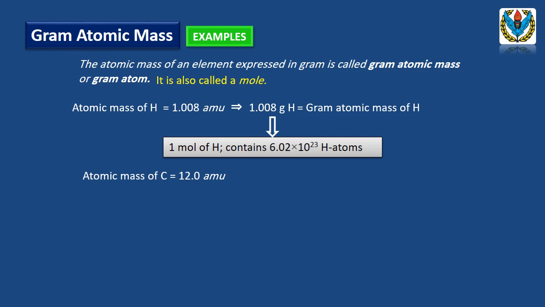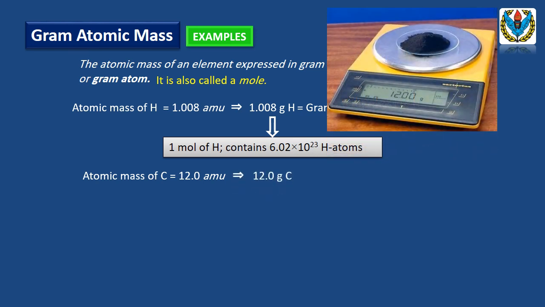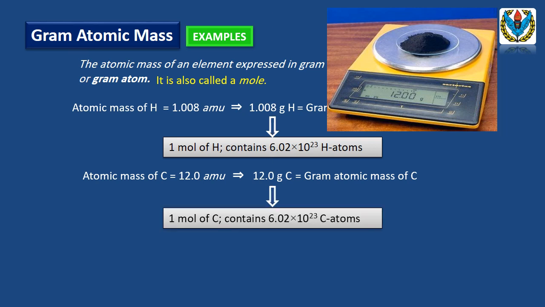Similarly, atomic mass of carbon is 12 AMU. If we weigh exactly 12 gram of carbon, then it is the gram atomic mass of carbon and is equal to 1 mole of it and contains exactly 6.02 × 10^23 carbon atoms. One more example.